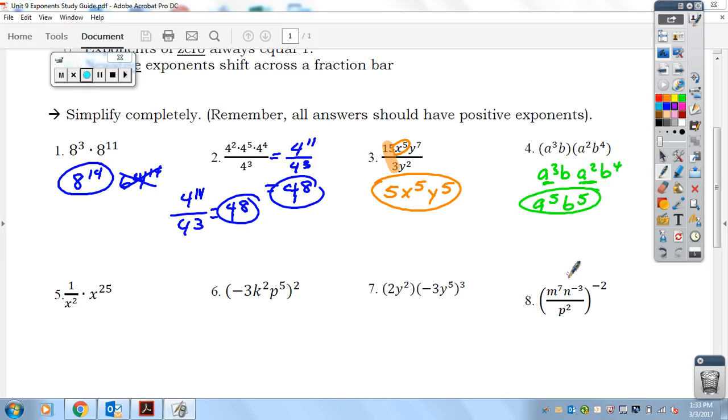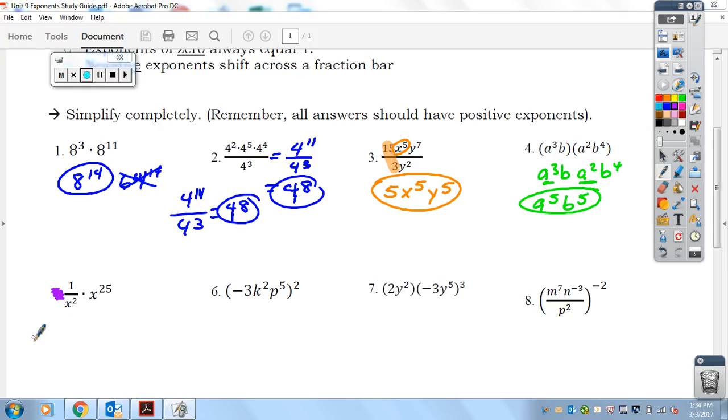Moving down to number 5. I'm going to cross out the 5 so you can see it. For some reason, this question really gives students problems. It's actually a very easy question. They try to make this x to the 27th, but it's not, because this is in the bottom, and this is in the top.